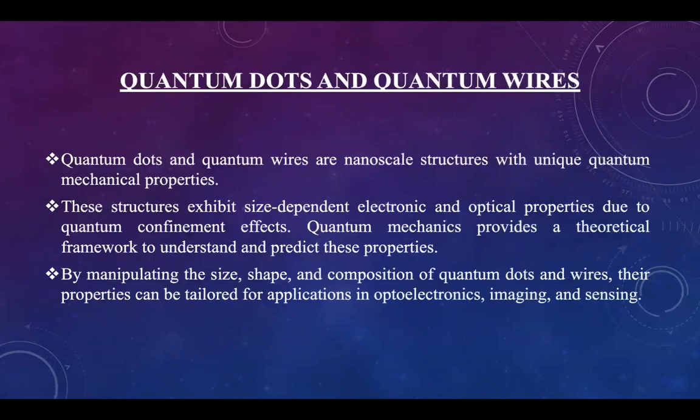Quantum dots and quantum wires. Quantum dots and quantum wires are nanoscale structures with unique quantum mechanical properties. These structures exhibit size-dependent electronic and optical properties due to quantum confinement effects. Quantum mechanics provides a theoretical framework to understand and predict these properties. By manipulating the size, shape, and composition of quantum dots and wires, their properties can be tailored for application in optoelectronics, imaging, and sensing.